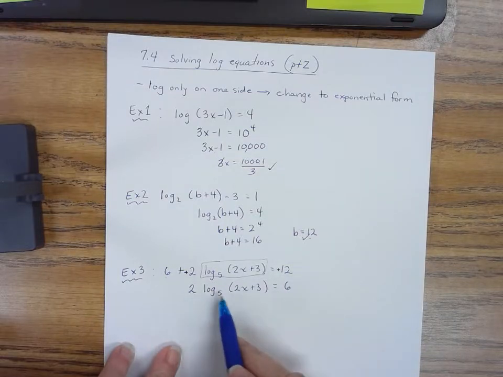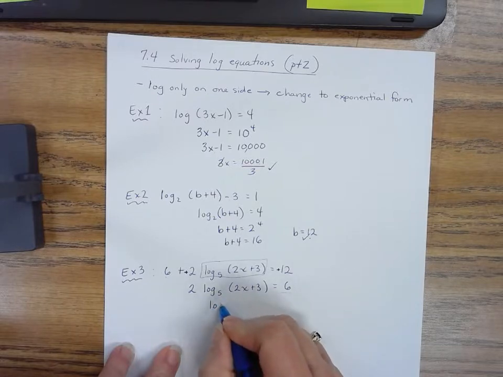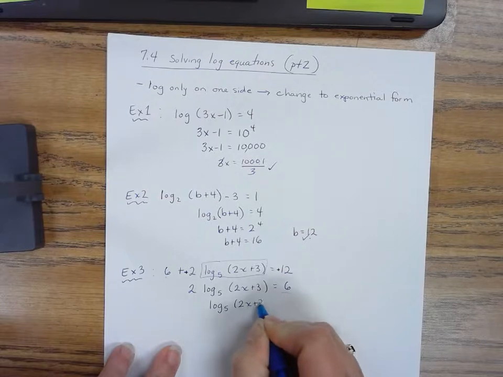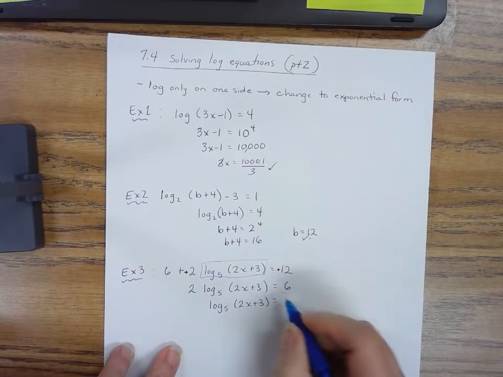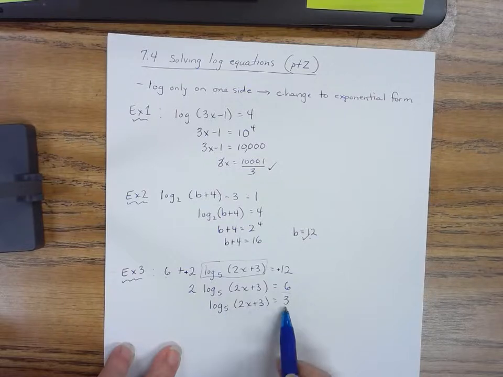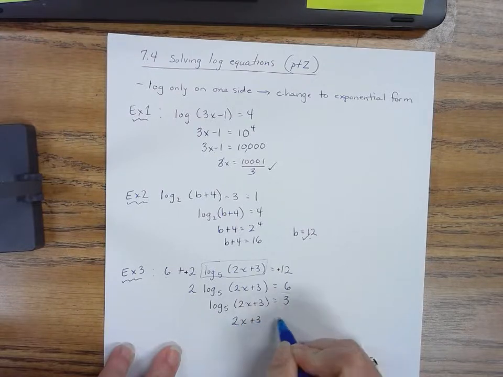This is 2 times the log, so I'm going to divide both sides by 2. Now I've got my log isolated. 6 divided by 2 is 3. Single log equal to something means change it to an exponential form. This becomes 2x plus 3 equal 5 to the third.